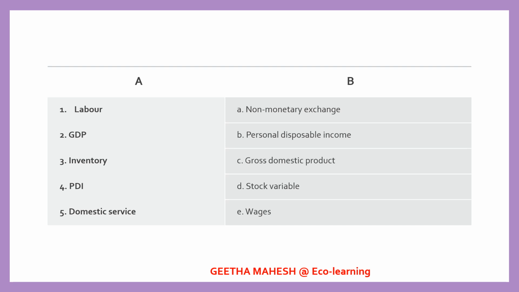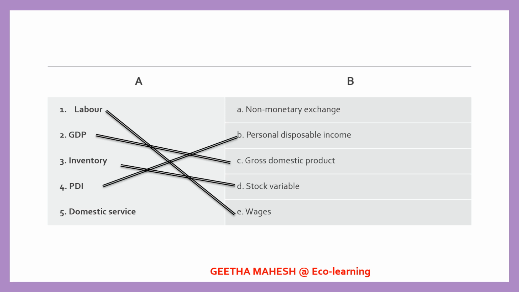Now let us discuss this one. Labor, for labor we know reward will be wages. GDP, expansion, gross domestic product. Inventory, it is a stock variable. PDI, personal disposable income. Domestic service, it is a non-monetary exchange as it is not included in GDP.